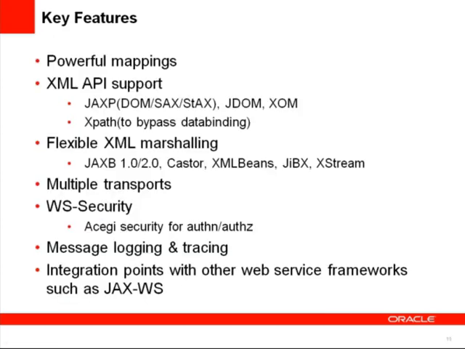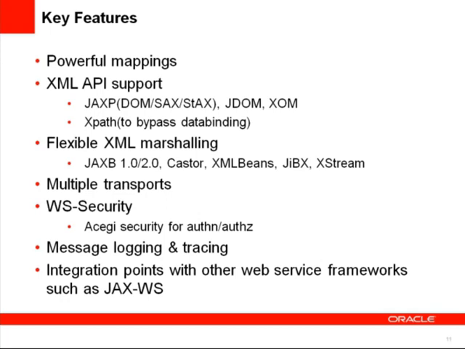For every aspect of a web service execution, it allows you to plug in third-party frameworks. For instance, for the XML parsing, you can use different XML APIs, such as JAXP or JDOM or Axiom, etc. By default, it does not perform the XML marshalling. If you want to enable it, you will have to use one of the existing XML marshalling frameworks, such as JAXB or Castor or XMLBeans, and so on.